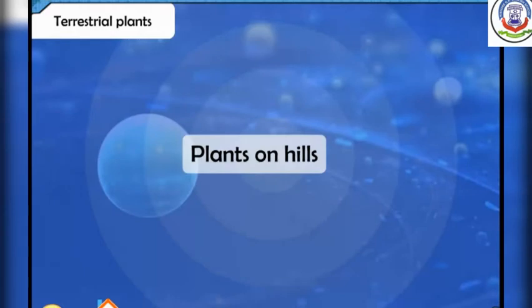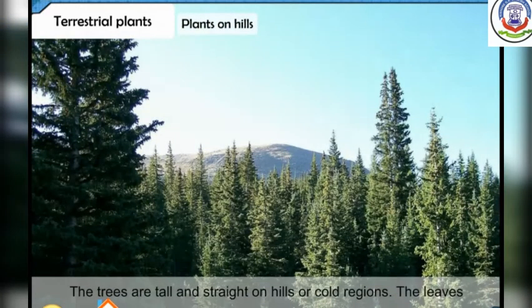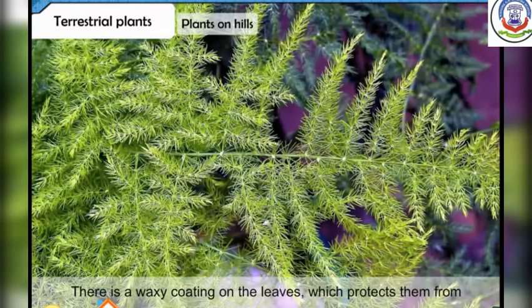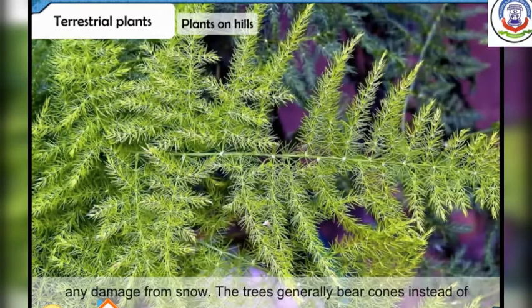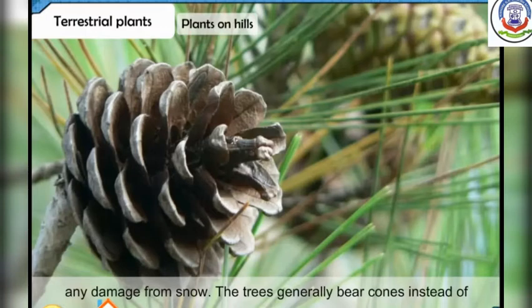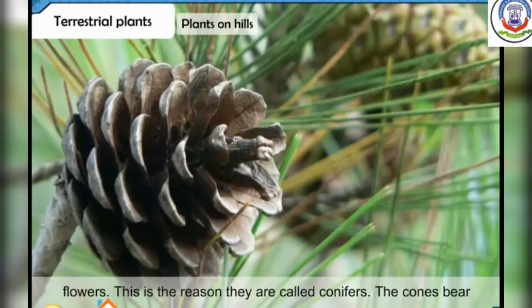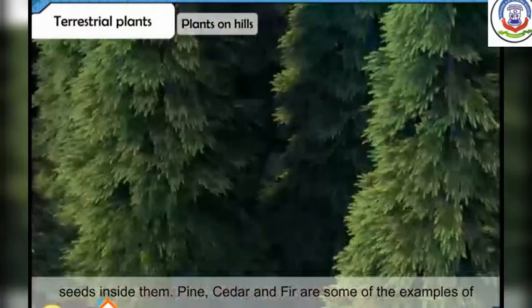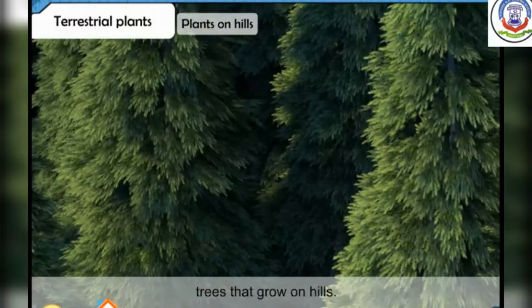Plants on hills. The trees are tall and straight on hills and cold regions. The leaves of these plants are needle-like so that the snow can flow down. There is a waxy coating on the leaves which protects them from any damage from snow. The trees generally bear cones instead of flowers. This is the reason they are called conifers. The cones bear seeds inside them. Pine, cedar, and fir are some of the examples of trees that grow on hills.